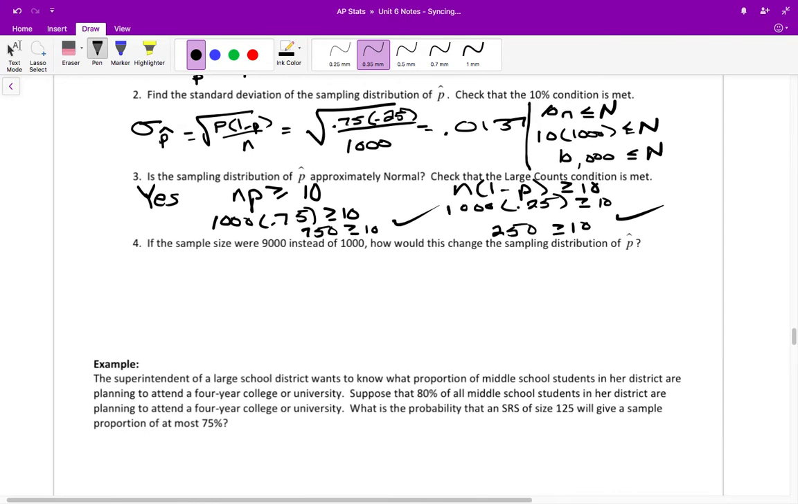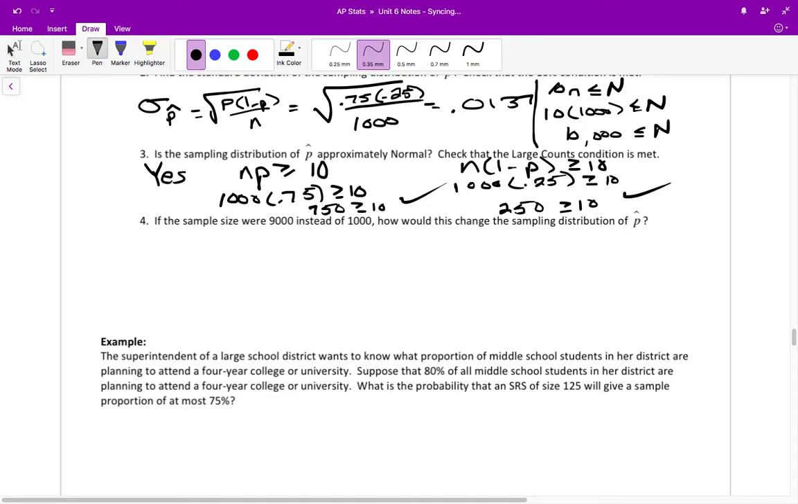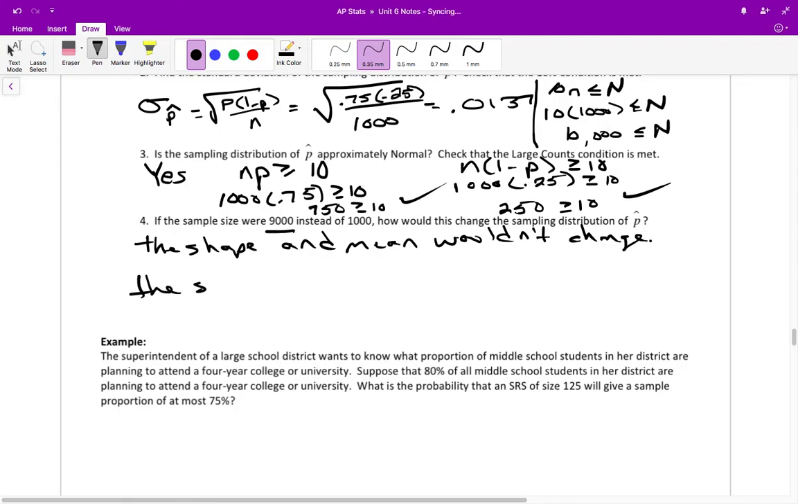Okay, so then number 4. If the sample size were 9,000 instead of 1,000, how would this change the sampling distribution of p hat? So, a couple of things. The shape as well as the mean wouldn't change. Those would stay the same. The spread, or the standard deviation, would.